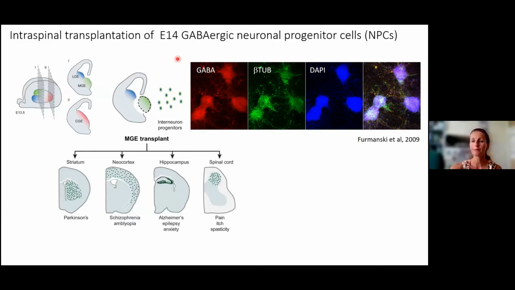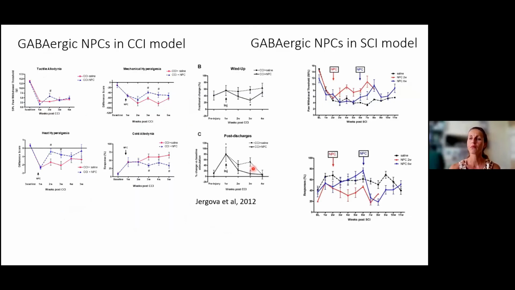So the cells are harvested from the E14 or 13 and a half embryos from the medial ganglionic eminence. They are cultured. The GABAergic phenotype is confirmed in the cell cultures by immunocytochemistry. And then those cells are used, but not only in pain studies, as this diagram shows. They are used in the treatment of some other pathologies, such as Parkinson's, schizophrenia, and Alzheimer's diseases. In our case, we are using those cells for transplantation into the dorsal horn of the spinal cord, and then we are assessing their effect.